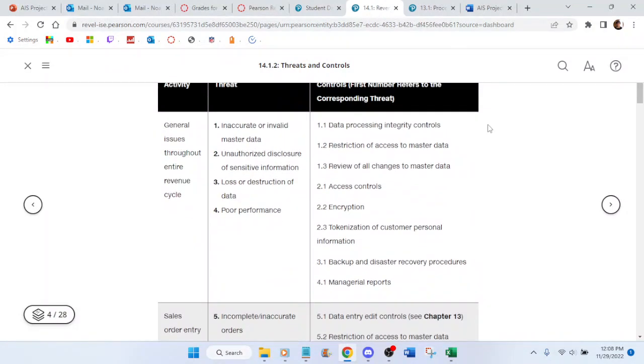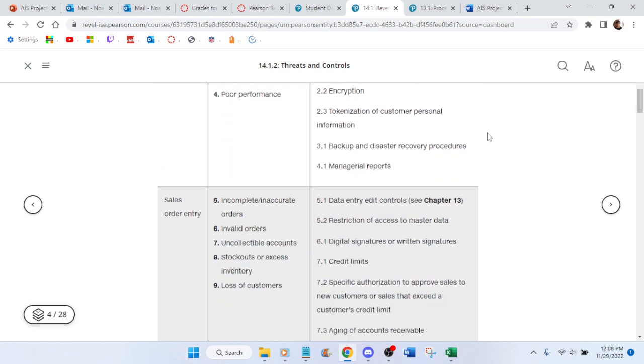General issues: inaccurate or invalid master data, unauthorized disclosure of sensitive information, loss or destruction of data, poor performance, data processing integrity, signature controls, restriction of access to master data, review of all changes to master data, access controls, encryption, tokenization of customer personal information, backup and disaster recovery procedures, managerial reports, sales order entry.